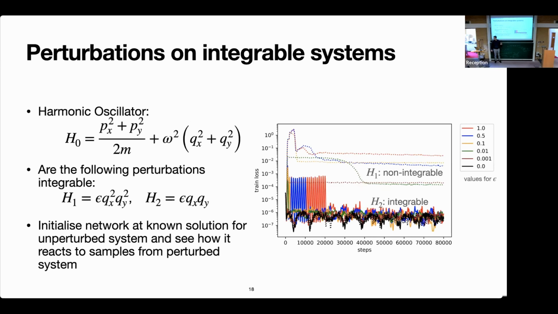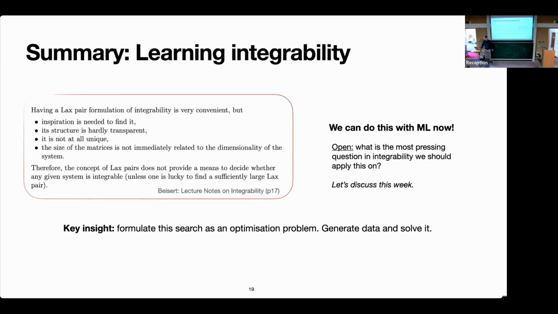The ansatz we gave it could be too small. Maybe there's something smart to be said about how to embed it into a larger Lax pair. Okay, good. Nevertheless, I think we can do this with machine learning now. This whole story is nice. What is open, I think, is what would be the most pressing question in integrability this should be applied to. So I'm happy to discuss.